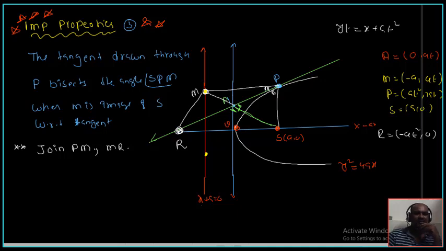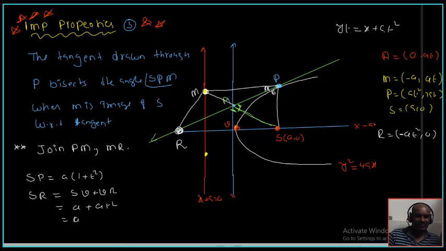First of all, SP means what? Focal distance, a times 1 plus t square. Proved one. Next, find SR. S to V is small a, V to R is at square. The minus symbol stands for the point being left of the y-axis, but the length is at square. So SR equals SV plus VR. SV is small a only, VR is at square, the point is minus at square comma 0, so length is at square. That is a times 1 plus t square. Observe here: SP length and SR length are the same.